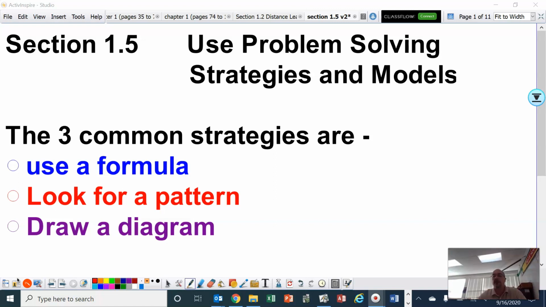We're going to look at section 1.5. Section 1.5 is actually pretty short, but I am going to break it into two parts because we're doing just part of it on one day and we're going to do the other part on the second day.